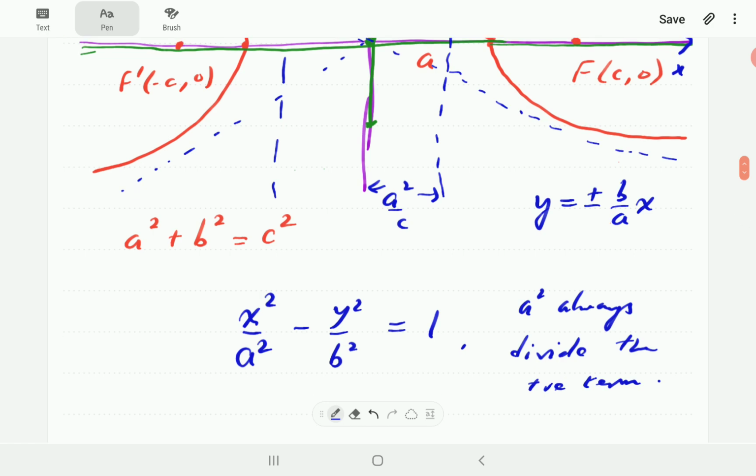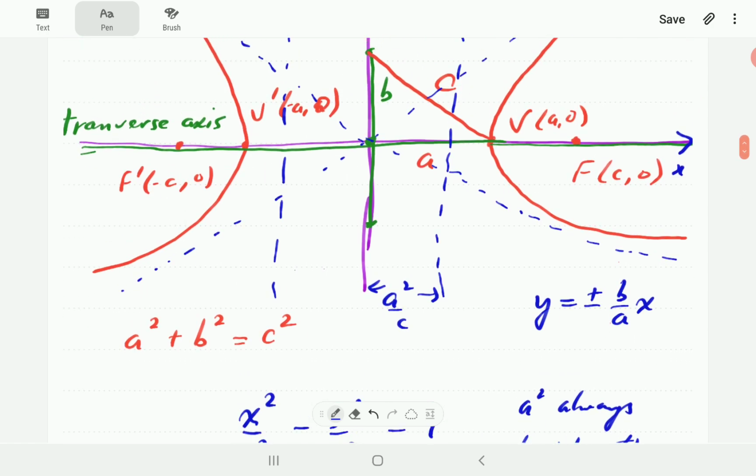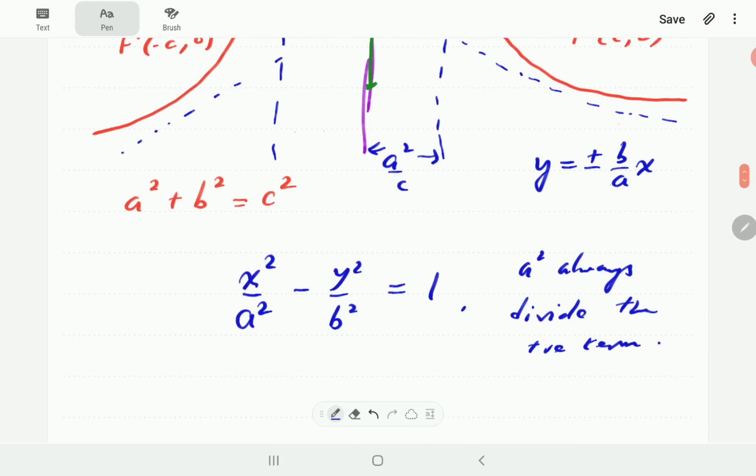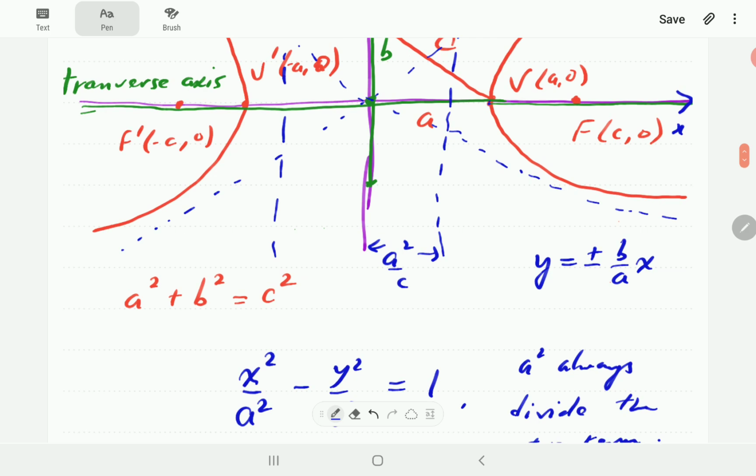Now you can see that out of the two axes, the transverse axis, the hyperbola intersects twice, and the conjugate axis, it never touches. You can confirm this by setting either x or y equal to 0 in this case. Set y equal to 0, and this is going to give us x squared is a squared, so x is plus or minus a, which gives us these two points of intersection.